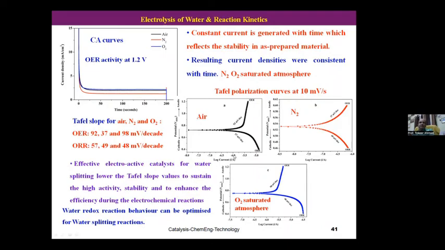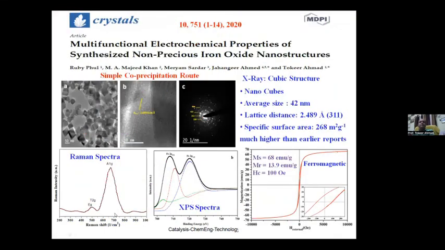In all the graphs, the oxygen reduction reaction, I mean the hydrogen evolution reaction values were found to be low as compared to the oxygen evolution reaction. It shows that this material could be used for significant hydrogen evolution reactions, and with the help of these values, we could optimize this material for the water splitting reaction.